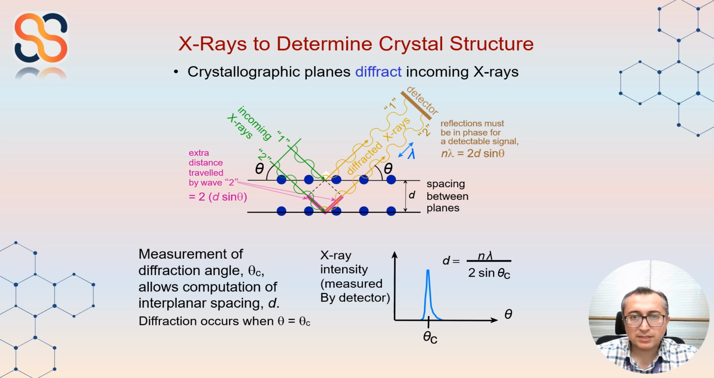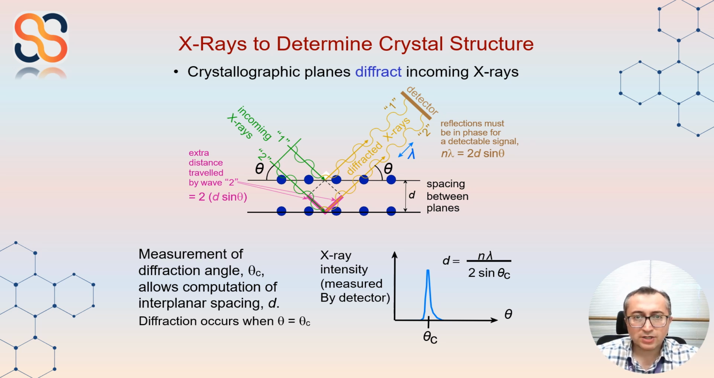So, to understand this better, let's look at the extra distance traveled by one of the waves, which we will call wave 2. The extra distance is given by the formula 2d sine theta, where d is the distance between the crystallographic planes and theta is the angle of diffraction. Now, when we measure the diffraction angle, we can compute the interplanar spacing d using Bragg's law, which is expressed as n lambda equals 2d sine theta. Here, n is the order of reflection and lambda is the wavelength of the X-rays. Diffraction happens when the angle theta equals the angle theta c.